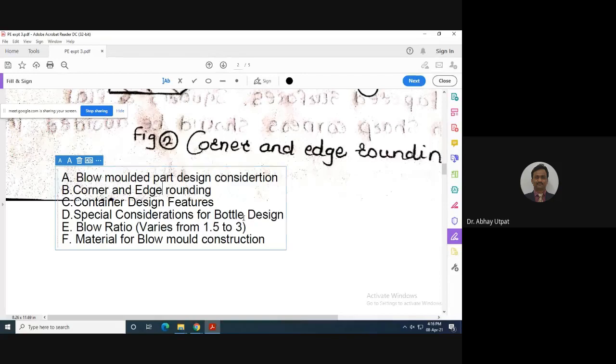Blow ratio is the diameter of the product divided by the diameter of the parison, or the diameter of the mold divided by the diameter of the parison. It is always more than 1.5 and varies from 1.5 up to 3. If you want to improve the blow ratio further, you should maintain the parison temperature properly. If there is optimum temperature, you will get maximum blow ratio during your blowing operation. And the material of blow mold construction, as I just told, is aluminum alloys, copper beryllium alloys, and steel. So this is as far as design consideration of blow mold is concerned.